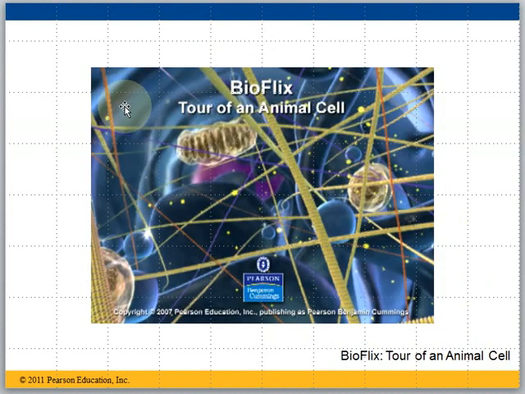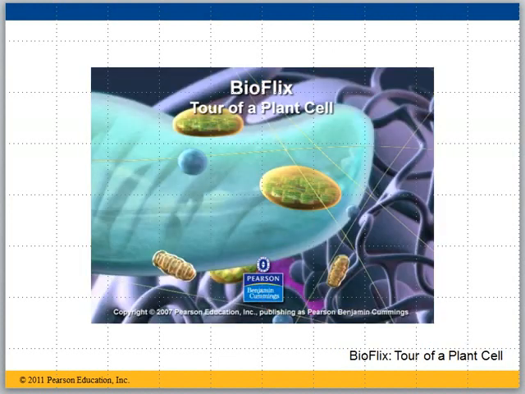There's a couple of great movies. I believe you can view it right here in this PowerPoint if you just click on the video here to play, or if you'll go to the notes area of Chapter 6, you'll find these videos. These are called Bioflix movies. There's one for a tour of an animal cell, and there's one for a tour of a plant cell. And these are really cool animations that show you what's going on inside these very complicated and amazing eukaryotic cells.